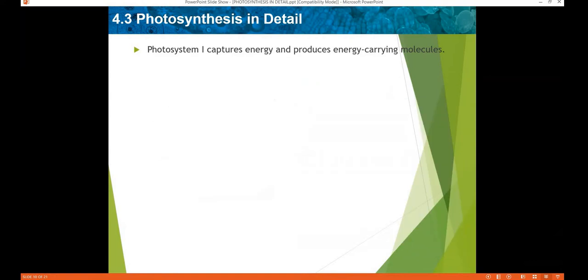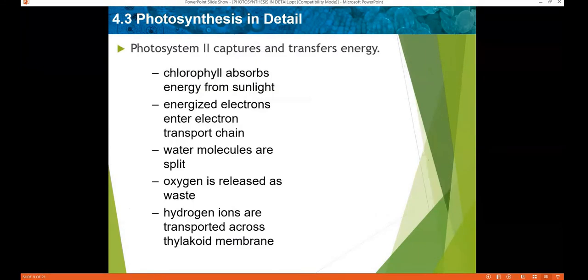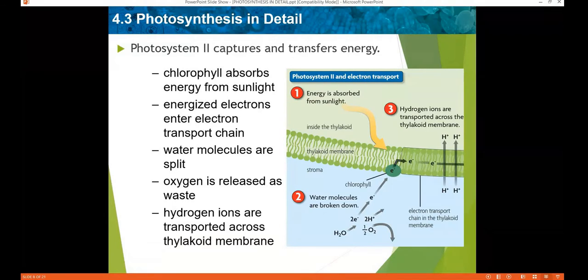Is photosystem 2 clear, ladies? Yes. Is this procedure clear? Are there any doubts in photosystem 2? No. Can someone please summarize photosystem 2 for me?